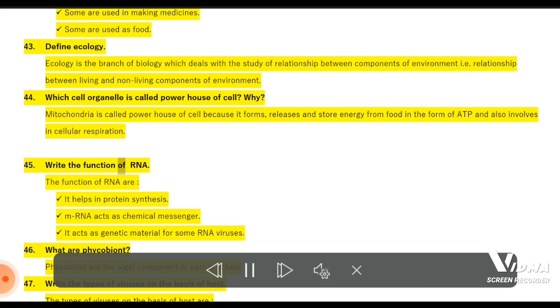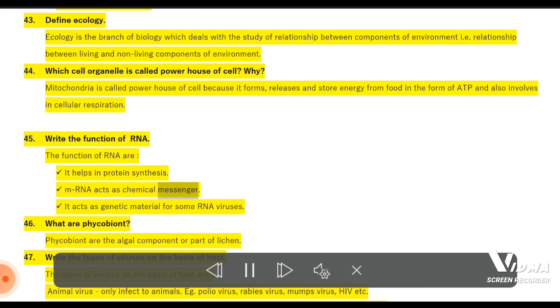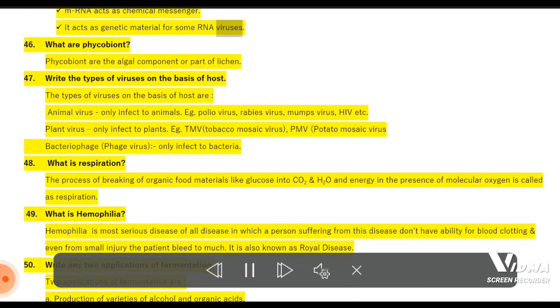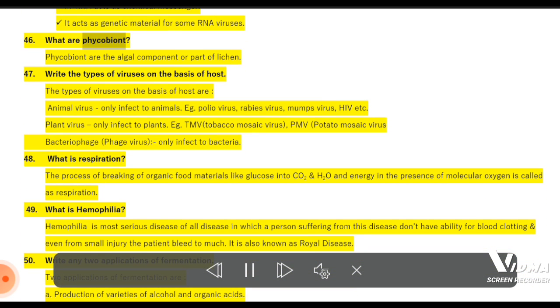45. Write the function of RNA. The functions of RNA are: it helps in protein synthesis. mRNA acts as chemical messenger. It acts as genetic material for some RNA viruses. 46. What are phycobiont? Phycobiont are the algal component or part of lichen.